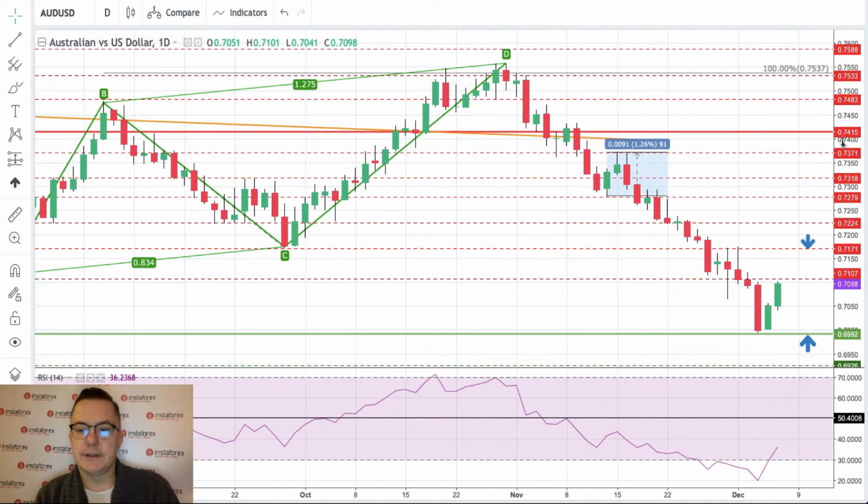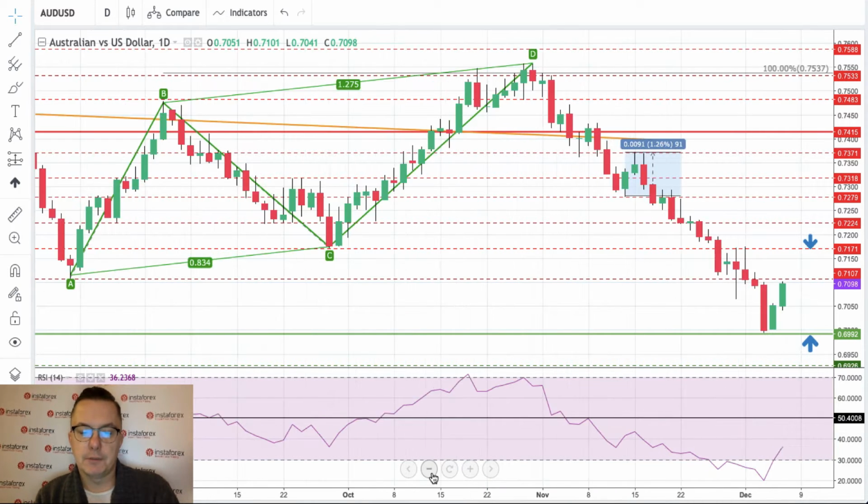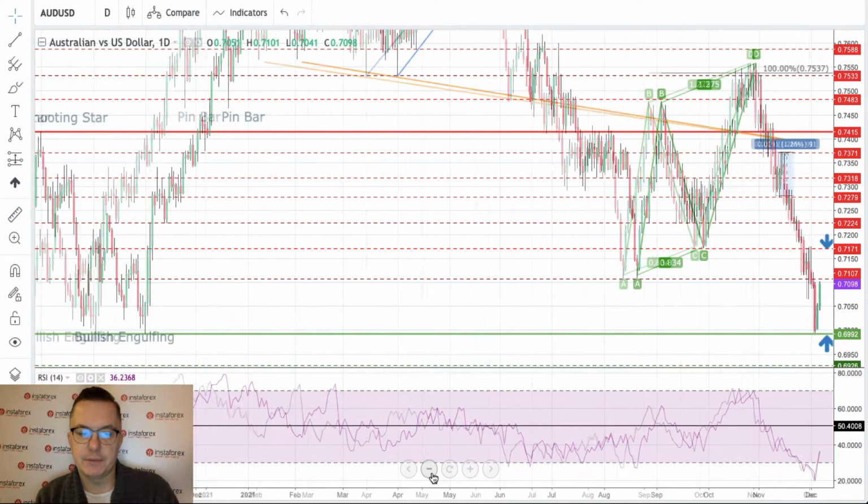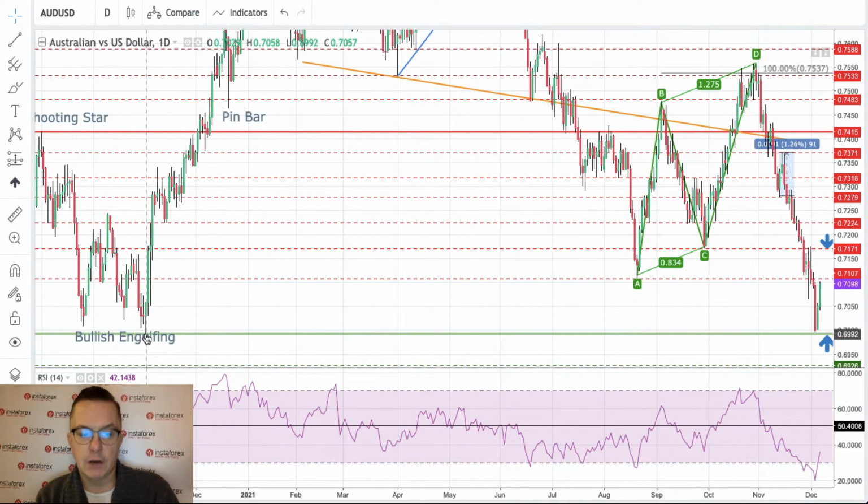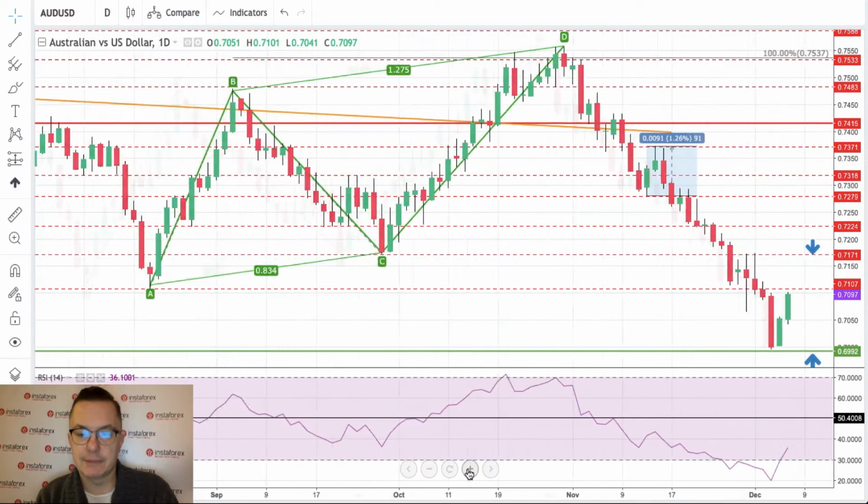Australian dollar, as you can see, has bounced from the key technical support at 6,992 pips. This is the technical support from the lows of 2020. This is the low of the 2nd of November 2020. So we got a bounce, and where are we going with that bounce?